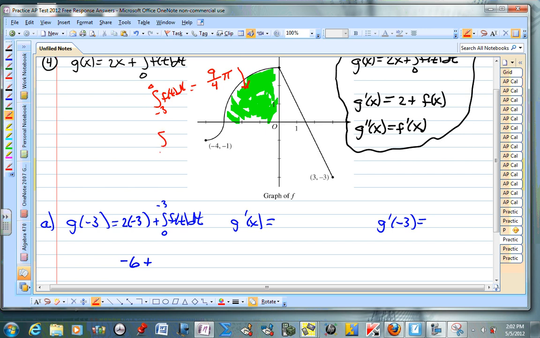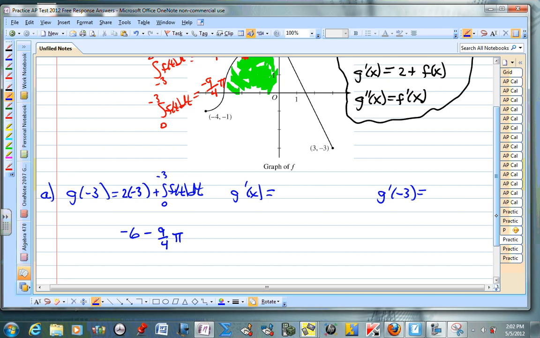But remember, we're integrating from 0 to negative 3. And do we all remember what happens when you reverse the limits of integration? That's right. We get the opposite answer. So our integral is really negative 9/4 pi. So instead of plus, we're going to come back down here and call this negative 6 minus 9/4 pi. And that is it. We just found the value of g of negative 3.